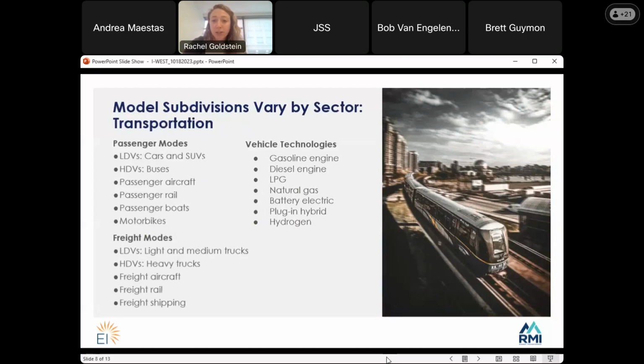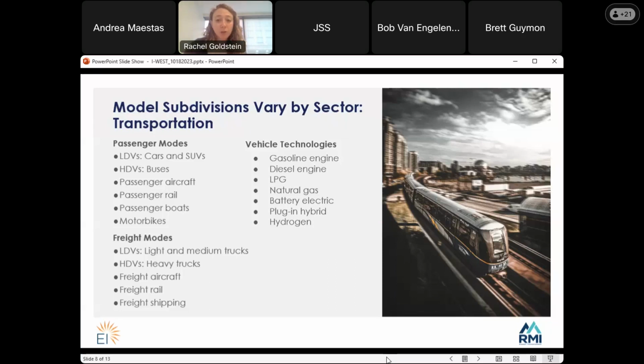The transportation sector, here we differentiate between different passenger modes and freight modes. So we'll divide up light duty vehicles, which are your typical passenger vehicles like cars and SUVs, from heavy duty vehicles like buses. And then, of course, we've got trains, boats, motorbikes. And then, of course, there's freight modes too, which are not passenger carrying vehicles, but do make up a large portion of the transportation sector, such as heavy trucks carrying things across the country, or freight rail, freight shipping.